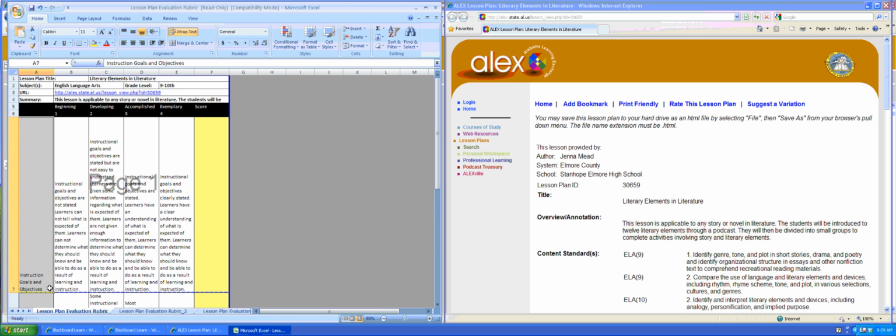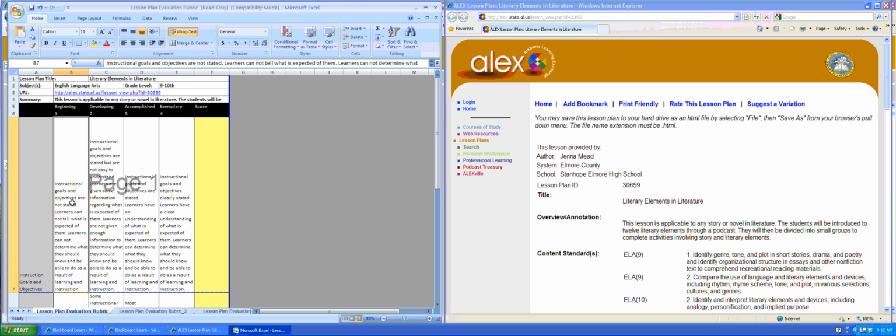And then what I want you to do is to read the rubric descriptions below. The first thing you're going to be looking at is the instructional goals and objectives. You're going to read each of the descriptions in the row next to instructional goals and objectives. They're listed as beginning, developing, accomplished, and exemplary. Beginning receives a score of a 1, developing receives a score of a 2, accomplished receives a score of a 3, and exemplary receives a score of a 4. After you finish reading the lesson plan, you're going to read these descriptions.